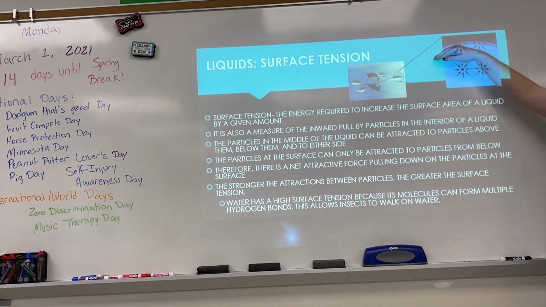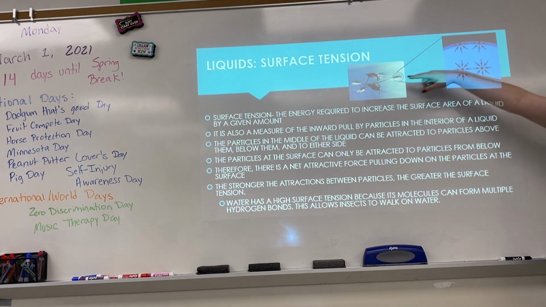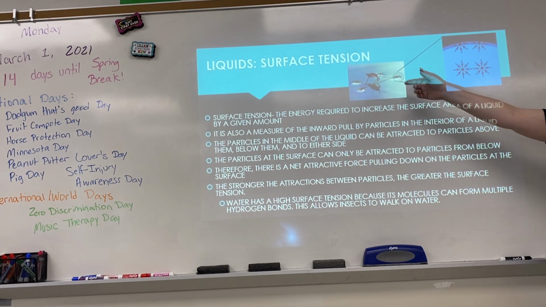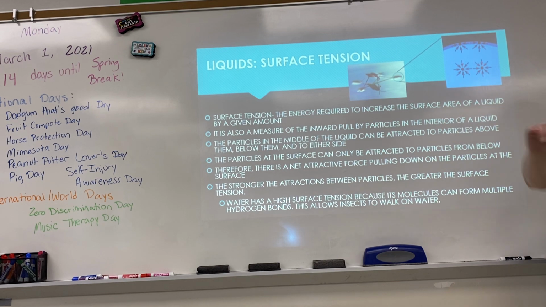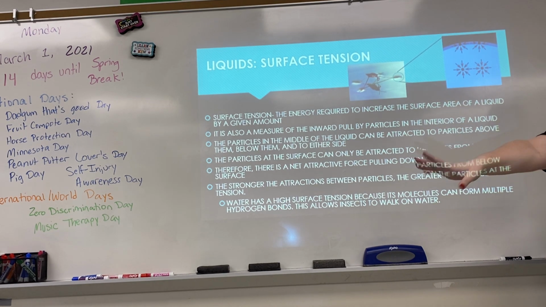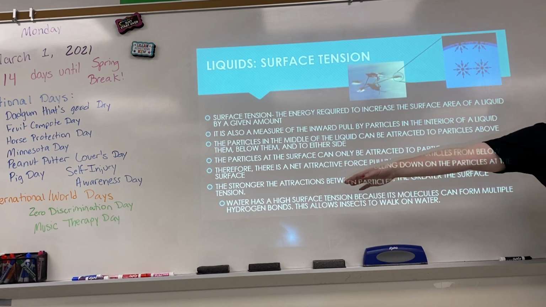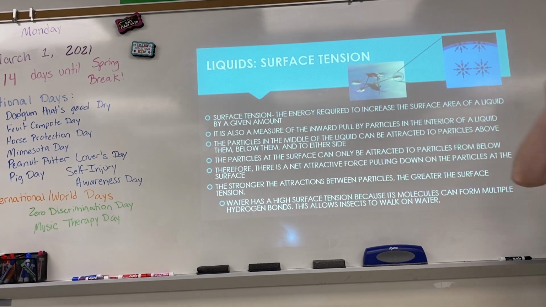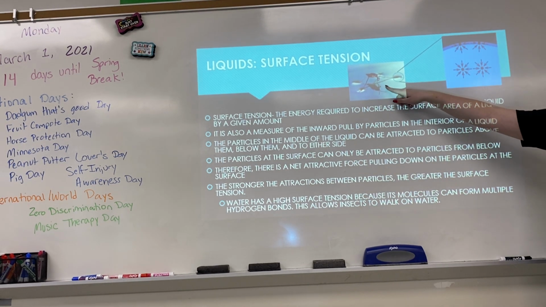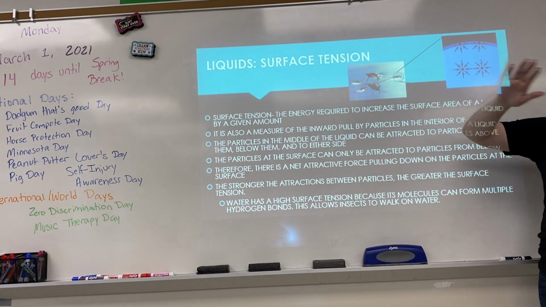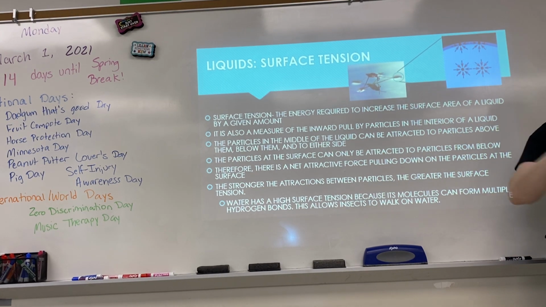So it's going to form a barrier. Now, the water bug, or whatever it is, is going to spread out and increase its surface area, much like you do when you go to float, right? When you go to float in a pool or the ocean or wherever you're at, you lean back and you spread out. You are basically doing the same thing that the bug is doing, but the bug is actually able to float on top because it's a lot smaller.